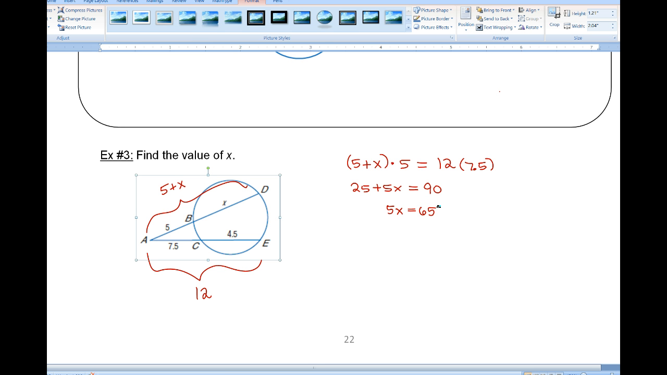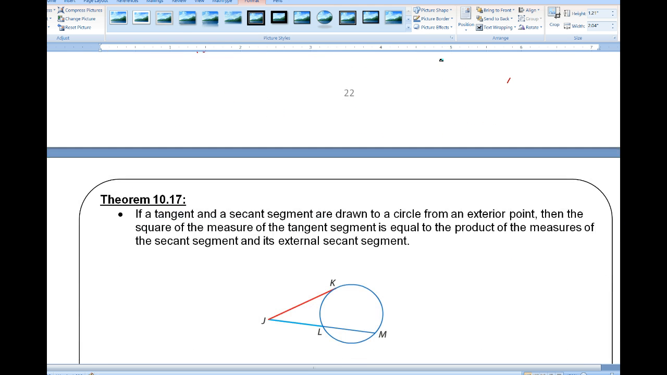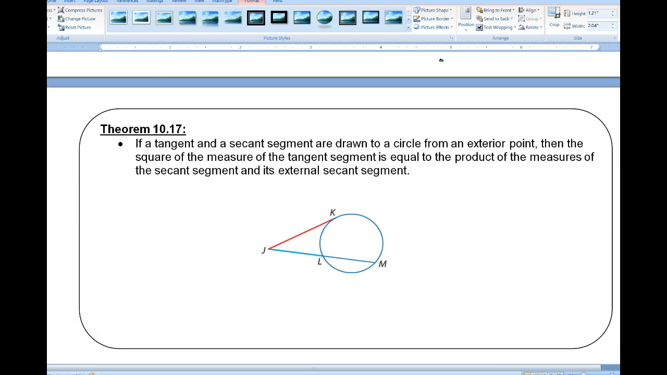Are we okay with that? So we got x equals what? 13. Good. We're okay with this? Okay, so our next one looks almost the same, but instead of two secants, we have a tangent. JK is the tangent.